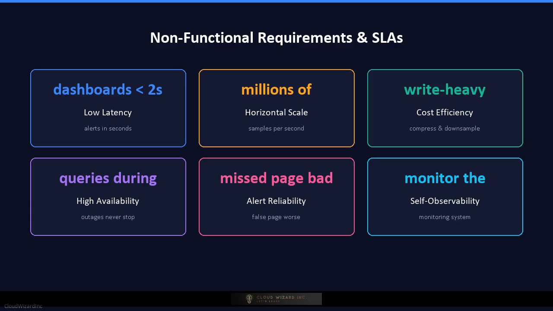The alert pipeline must be reliable. A missed page is an outage that drags on, while a false page destroys trust. Data retention and downsampling must be configurable so hot data stays fast and cold data stays cheap. And finally, the system must be observable about itself so you can monitor the monitoring system.